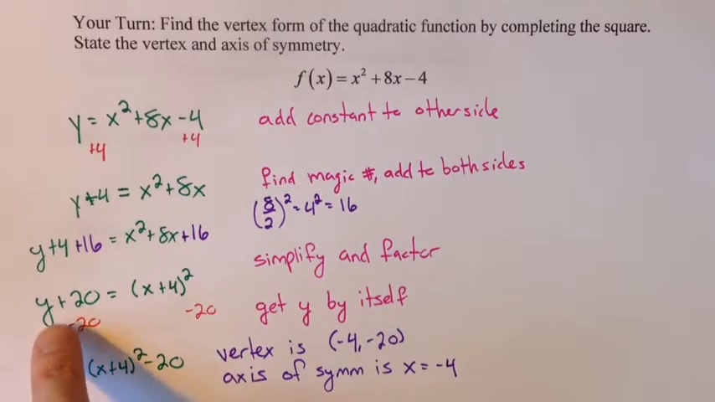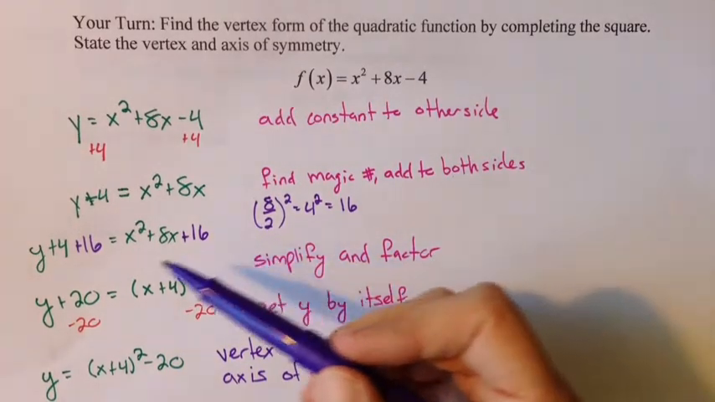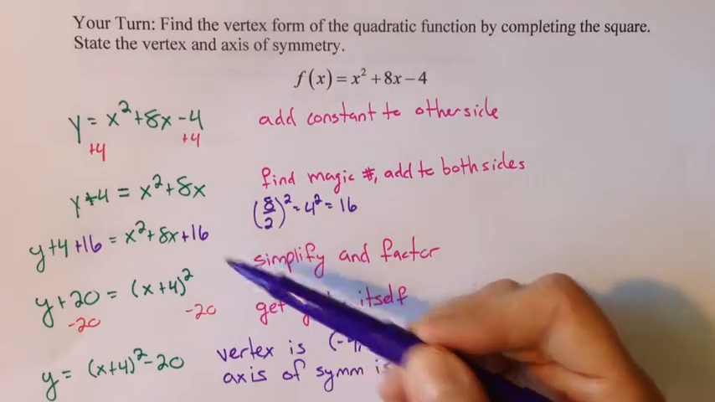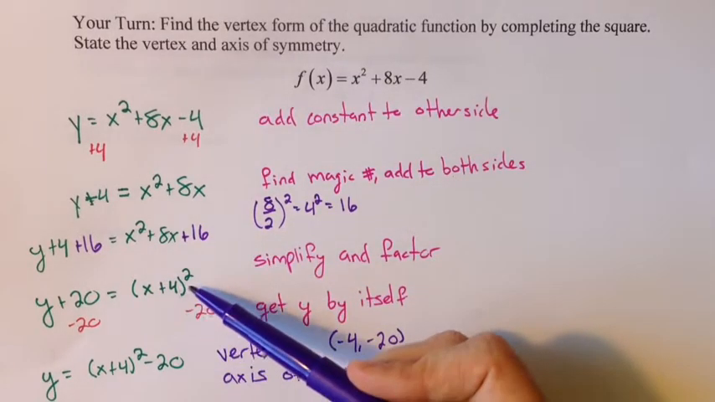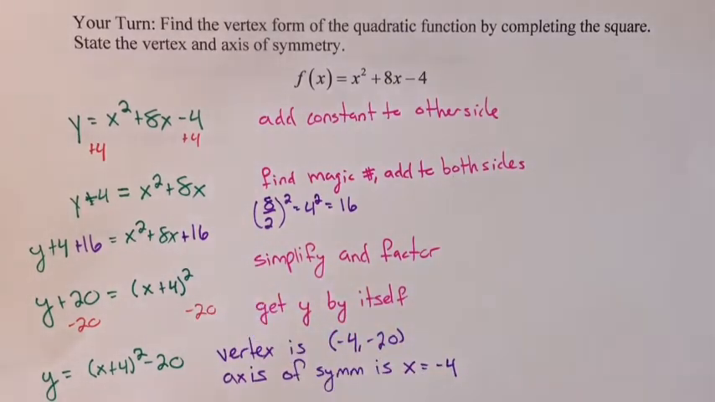Now I have y plus 20 on one side. And I'm going to go ahead and factor this right-hand side, which gives me x plus 4 multiplied by itself, or (x plus 4) squared. The last step is to get y by itself, so I subtract that 20 back over, and I have y equals (x plus 4) squared minus 20. Now that my equation is in vertex form, it's easy to read off that the vertex is (-4, -20), and the axis of symmetry is x equals -4.